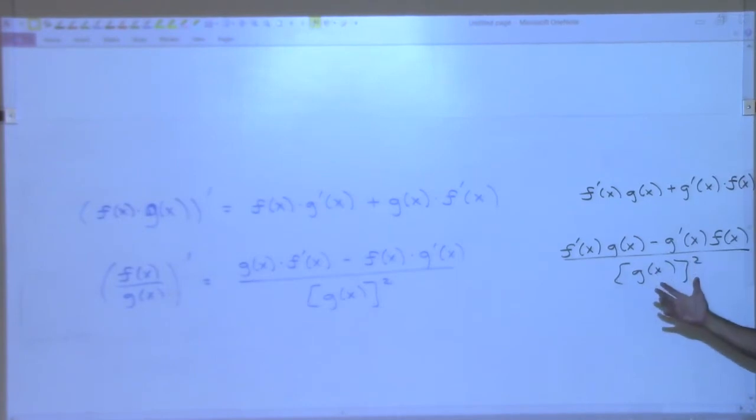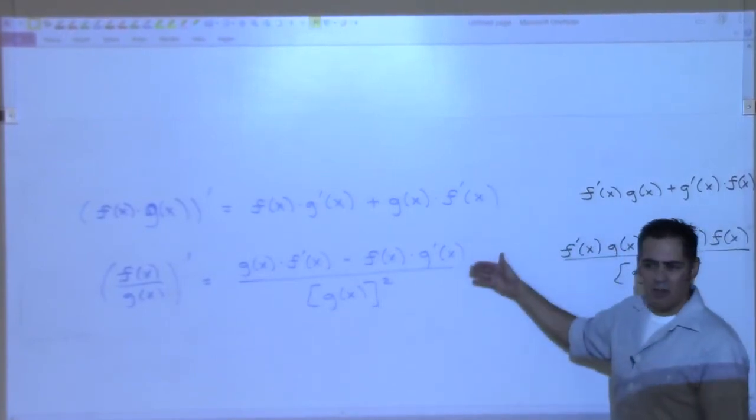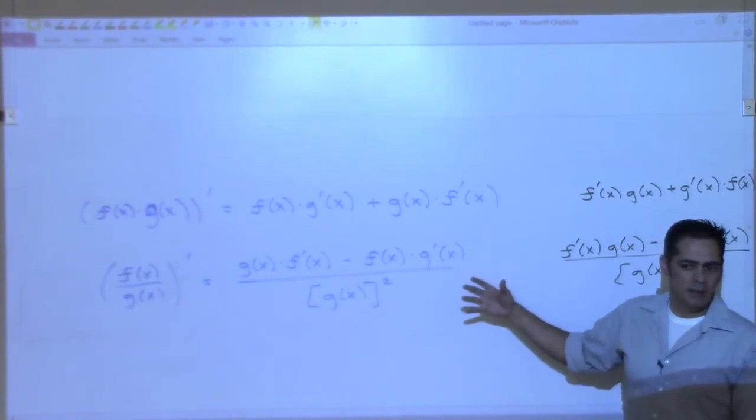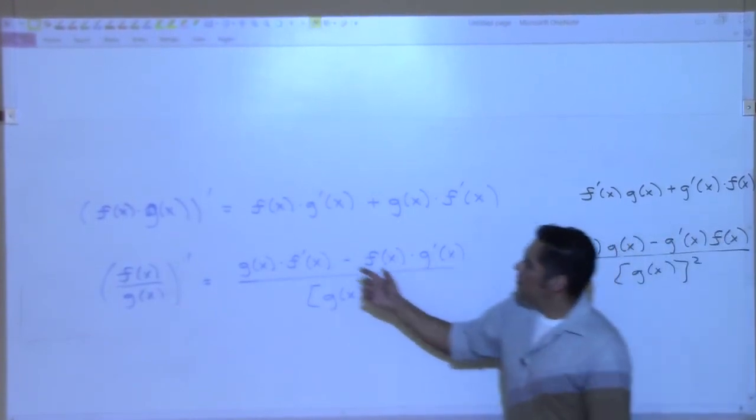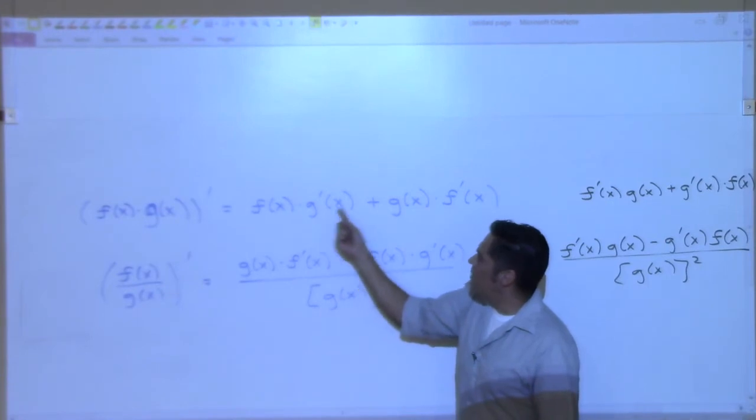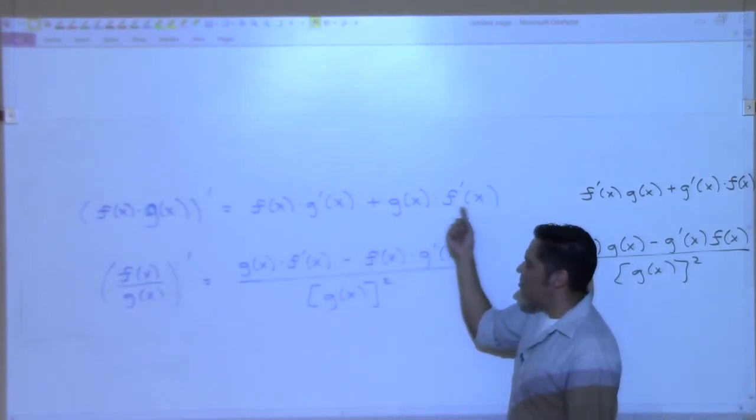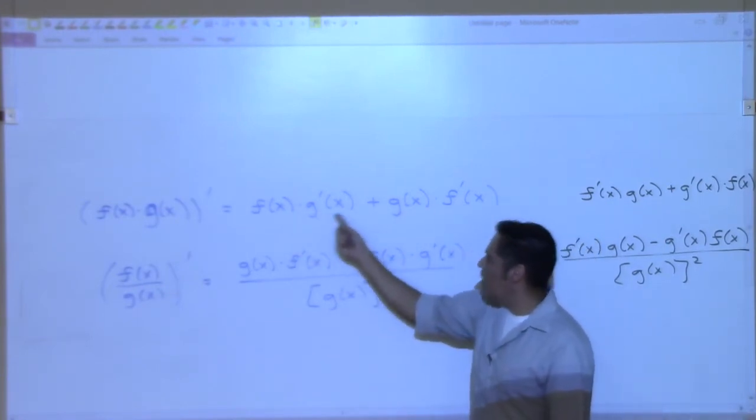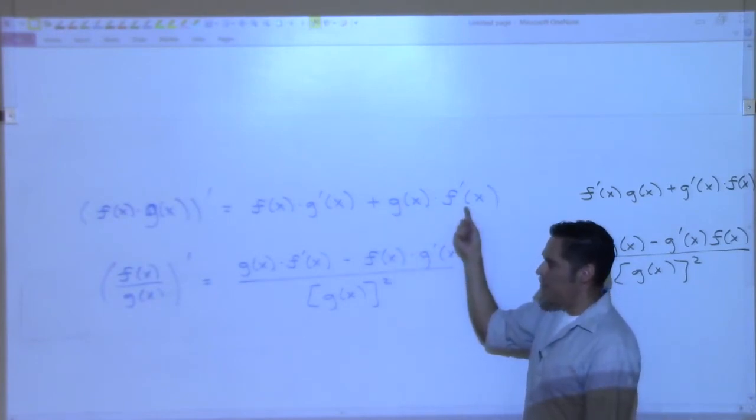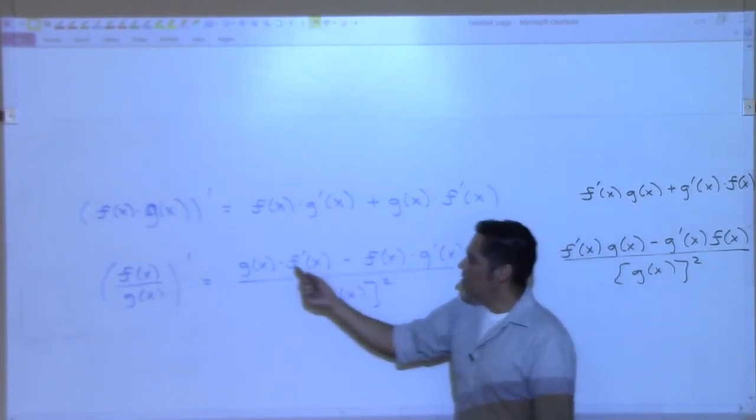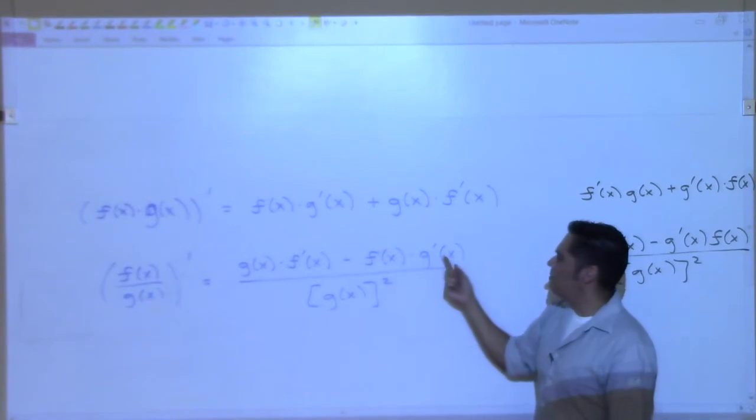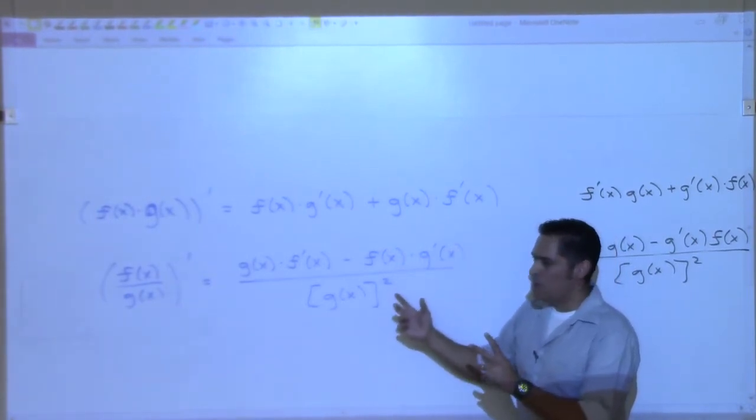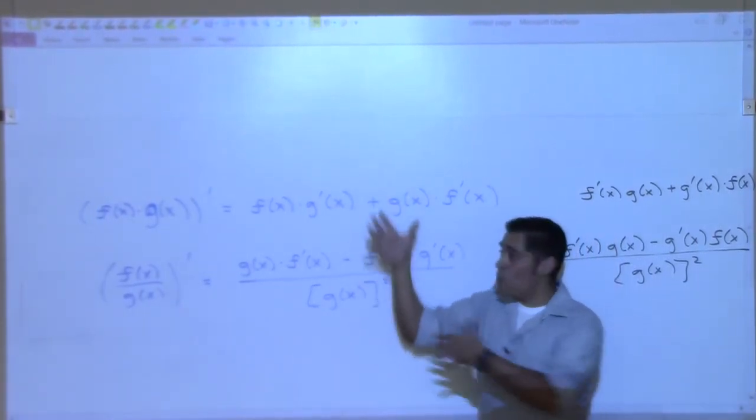The way the book presents it, they look like completely different formulas, right? Like this and this look completely different. I mean, there's similarities, but it's f times g prime plus g times f prime. But then in this formula, it's g times f prime minus f times g prime. So they've switched it. So if you're learning it, this is the way I learned it, okay?